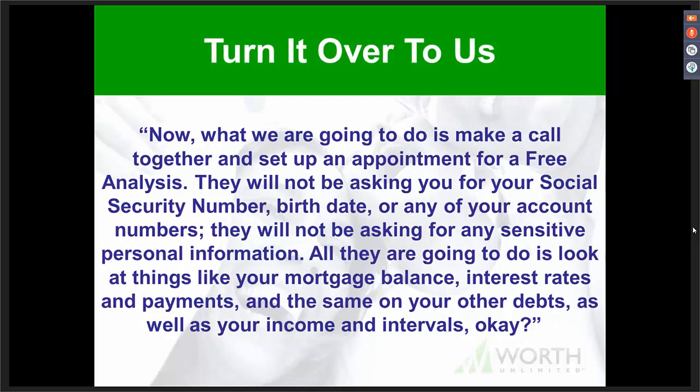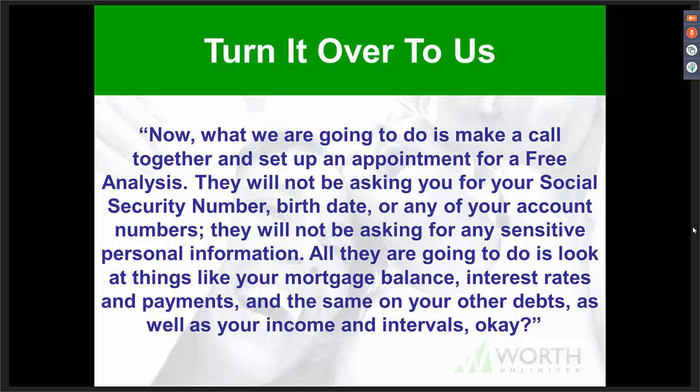Now, if you're turning it over to us, what we're going to do is make a call together and set an appointment for a free analysis or a short questionnaire or a savings report. They will not be asking you for your Social Security number, birth date, or any of your account numbers. They will not be asking for any sensitive personal information.